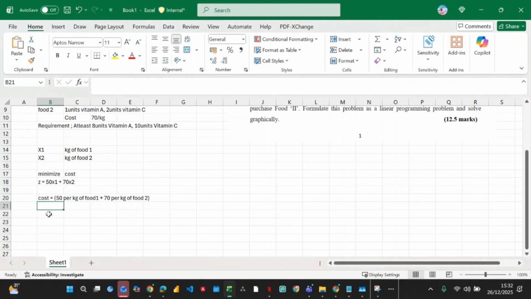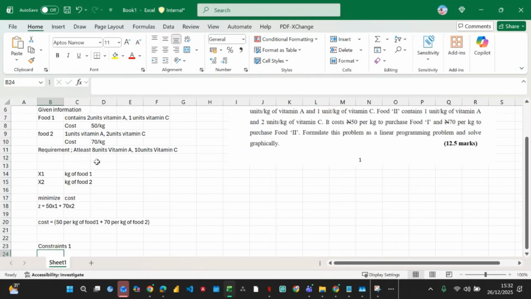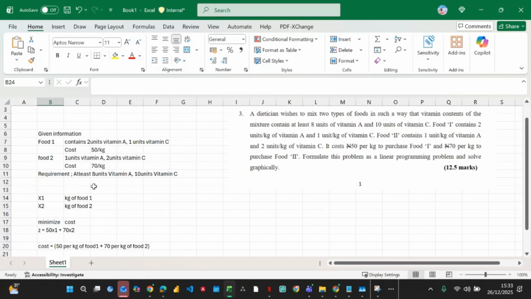In this solution, we have constraints. What are our constraints? Let's look at constraint one. Let's come back to this table. Here we see we have 2 units of vitamin A. This is what this food contains, 2 units of vitamin A.